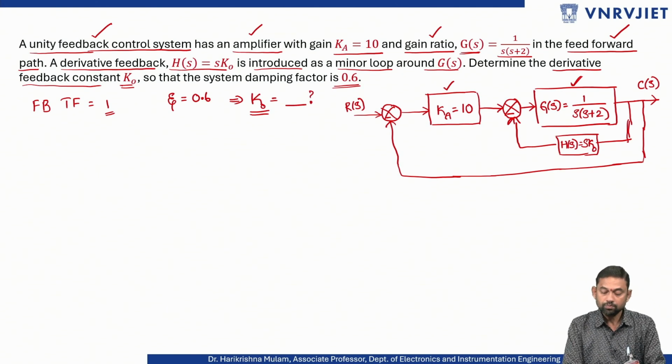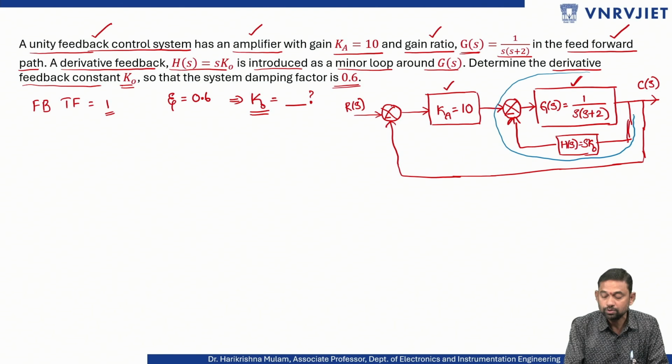First of all, what we need to do in such problems is find the transfer function of the entire system. Let us see how to find it. Before finding the transfer function of the total system, let us find the transfer function up to this extent. Here G of S is the forward path and S K0 is the feedback path, and let us try to find the transfer function of this part of the system.